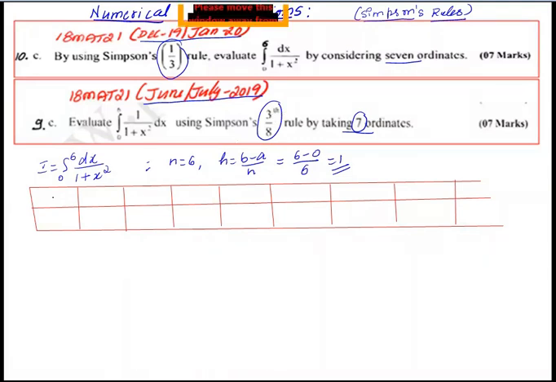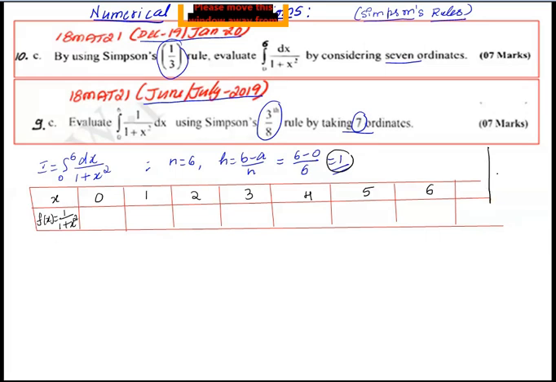We'll make a table of x and f of x values. Here f of x is 1 divided by 1 plus x square. Okay. And for the range 0 to 6, with the distance h equal to 1, we have x equal to 0, 1, 2, 3, 4, 5 and 6. And the values of f of x are 1 divided by 1 plus x square.